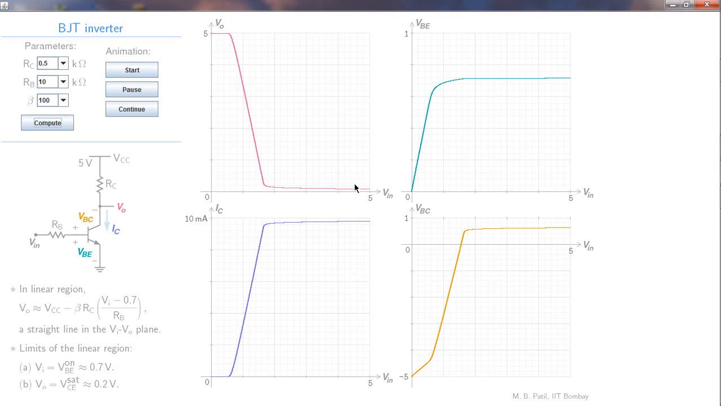It's also an amplifier, because in this region, there's a small change in VI. Then there is a large change in VO. And that's why it's an amplifier as well. We will look at that in more detail soon.